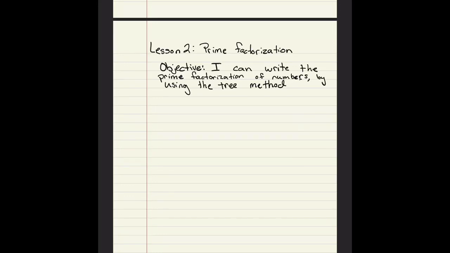Hello class and welcome to lesson 2, prime factorization. So our objective for today is I can write the prime factorization of numbers by using the tree method. So we'll be using the tree method today to find prime factorizations.